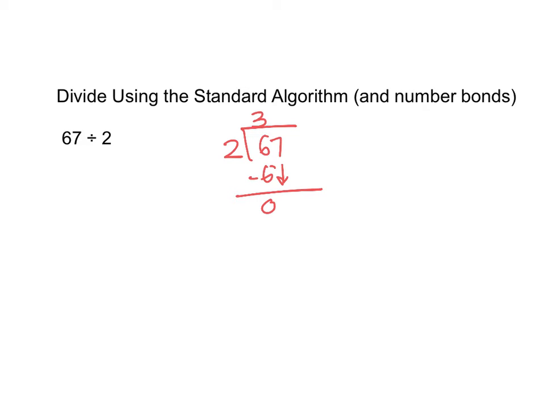So I'm going to look at this and say, how many 2's are there in 7? Well, same as 6, because I know I can't go to 8. So in 7, there are 3 2's. 3 times 2 is still 6. When I subtract, I get 1, and that is my remainder. So my quotient here is 33, and my remainder is 1. So 67 divided by 2 is 33 with a remainder of 1.